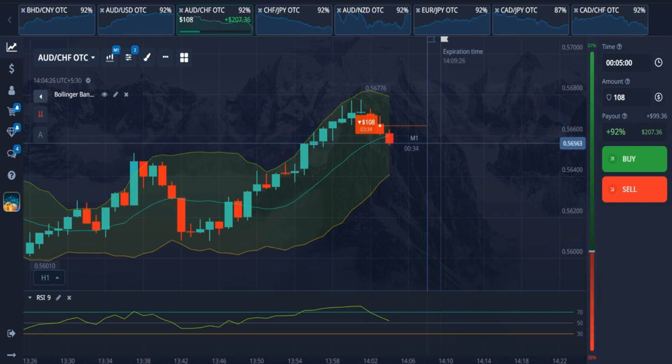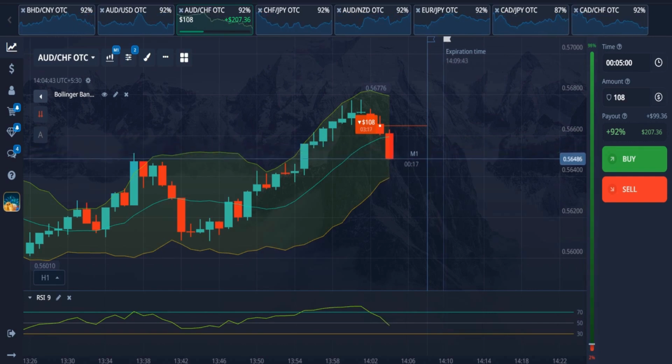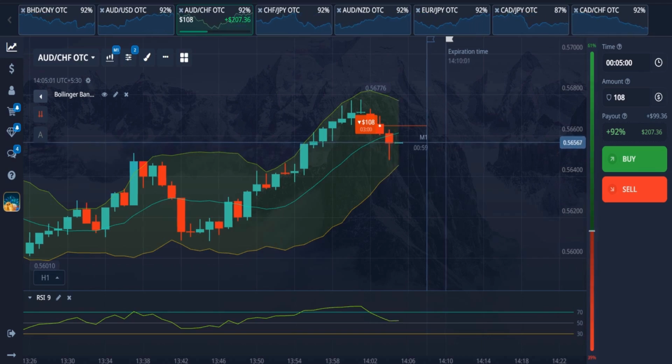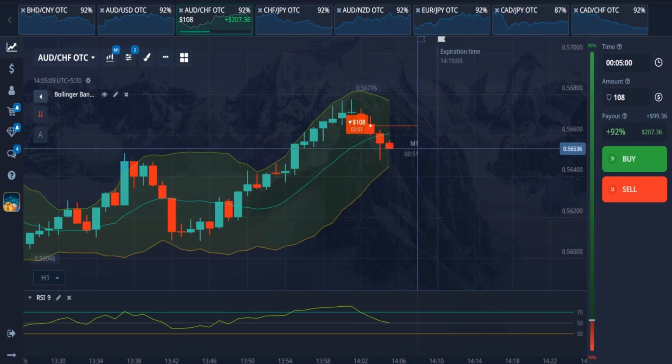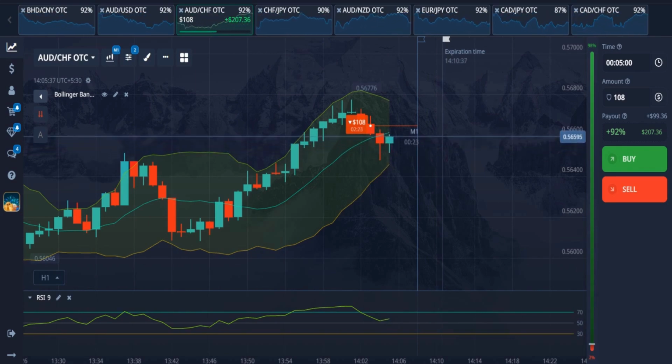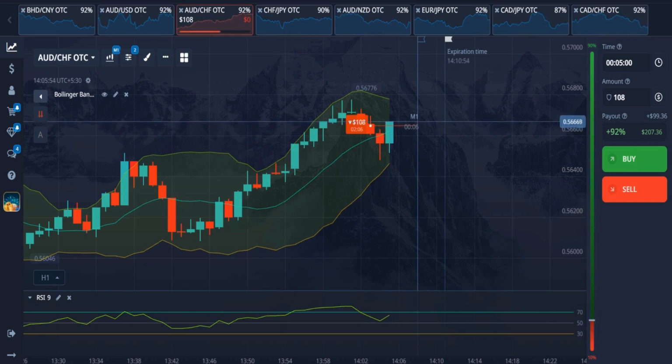Before you try this strategy on a real account, remember, it's super important to practice on a demo account first. This helps you build confidence in identifying the right setups. Understand how the strategy works in real time. Only move to a real account once you feel fully prepared and comfortable with the strategy.